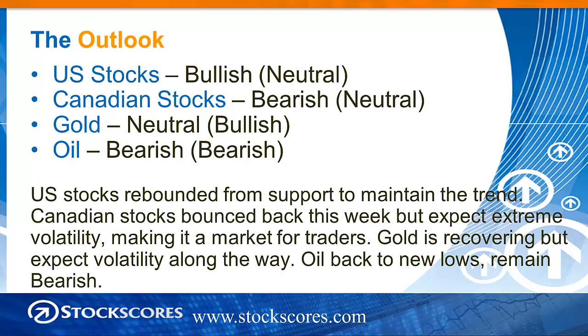So my outlook then: I remain long-term bullish on U.S. stocks, short-term neutral. I think we're going to grind our way sideways for a while. Long-term bearish on the Canadian market. It is trying to stabilize, so I've put a neutral rating in the short term. Gold neutral in the long term. It's showing some good signs of at least bottoming, and bullish in the short term. But as I said, it wouldn't surprise me if we get a few days of pullback early next week.